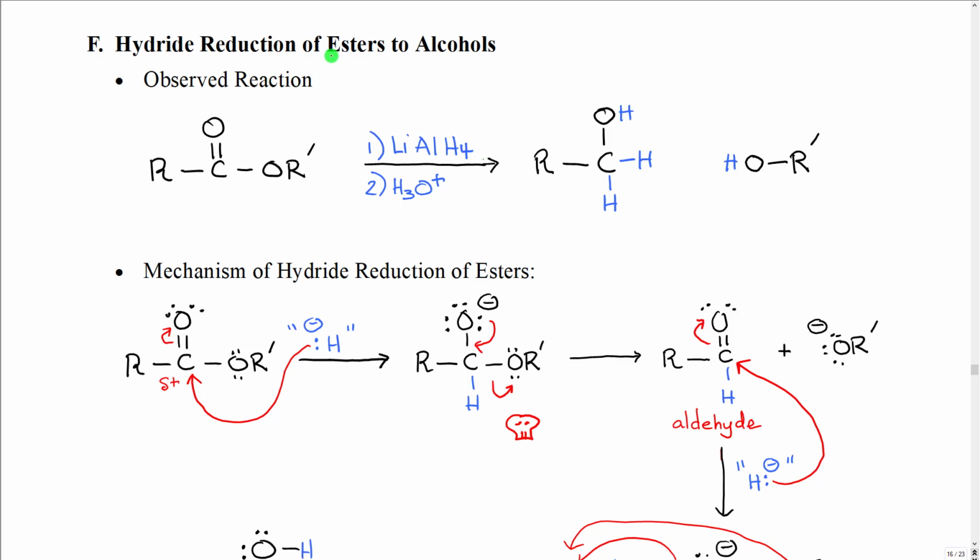So the observed reaction would look like this. Start with the ester, treat it with lithium aluminum hydride, followed by hydronium aqueous hydrolysis. Our product would be an alcohol, where we actually added 2 hydrogens to the carbonyl carbon, and we protonated on the carbonyl oxygen. We would also get, as a byproduct, OR', which would be the alcohol of the alkoxide that we started with in our ester.